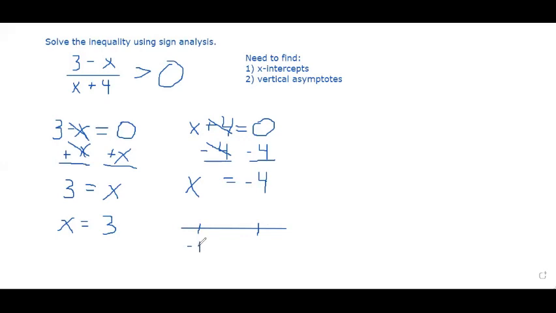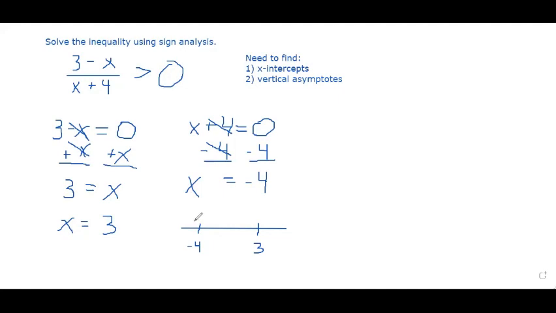So we have -4 here and 3 here. We put the -4 first because it's the lower number, and then 3 is the higher number. All right. So now what we would do is test values on both sides of the vertical asymptote, and test values on both sides of the x-intercept. So in essence, we're going to test these three regions.